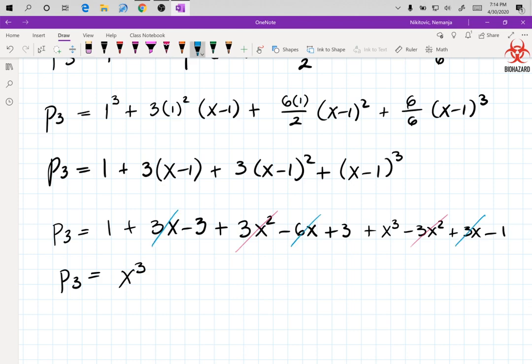And finally, the constant. For the constant, I have plus 1 minus 1 and minus 3 and plus 3. We got x cubed. Now, those of you who understood the lecture, you could have just told me, oh, don't waste your time. You have to get the same x cubed.